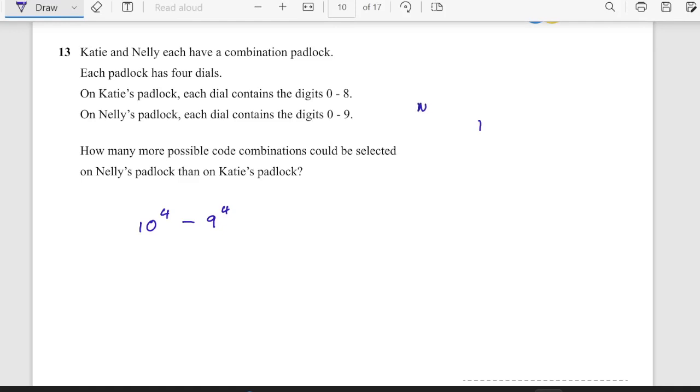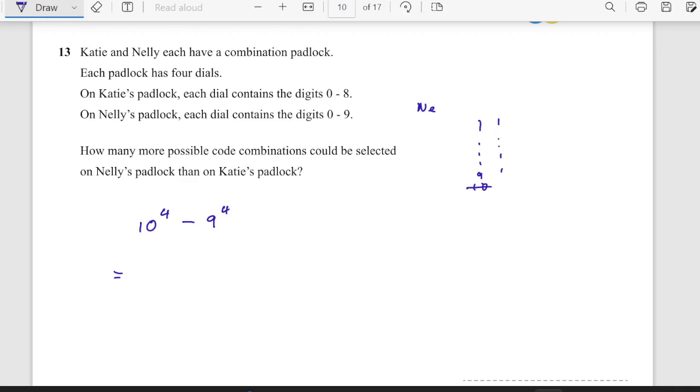On Nellie's padlock, we could have any of 10 digits, and then the next dial could again be any of 10, so there are 10 possible combinations of that, and then that happens another 2 times, so it's 10 times 10 times 10 times 10. And likewise with Katie's, we're only going up to 8, so there's 9 times 9 times 9 times 9.